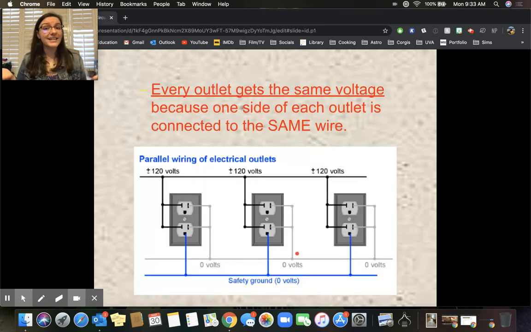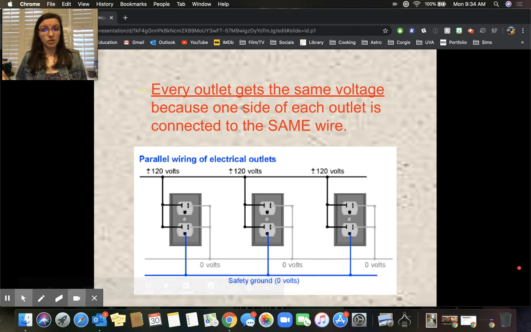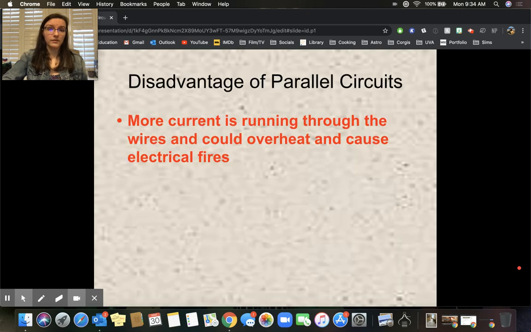Every outlet is getting the same voltage because one side is connected to the same wire. I've got a parallel wiring here, so each one of these outlets is getting 120 volts. They're all connected to a safety grounding wire as well. But each one of them is getting the same voltage. If they were in series, remember they would each have a voltage drop as you move along the circuit. But since we are in parallel, the voltage is the same for all of them.